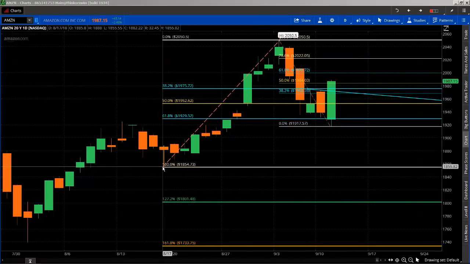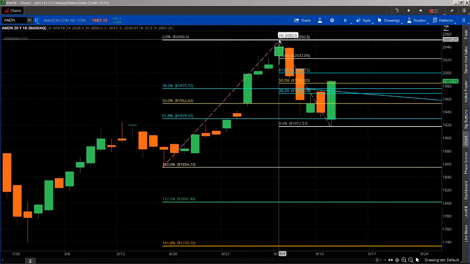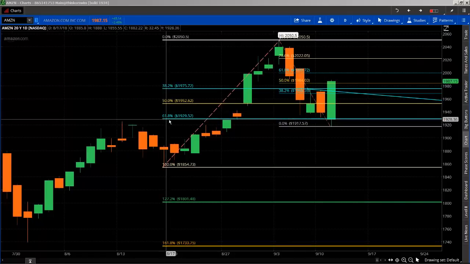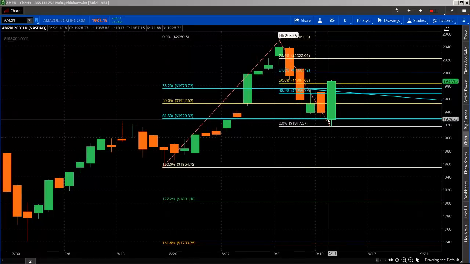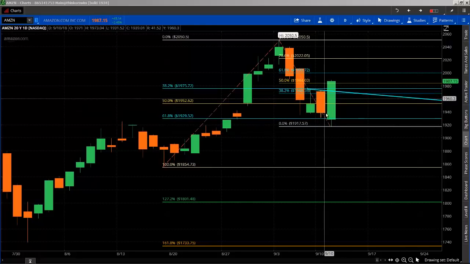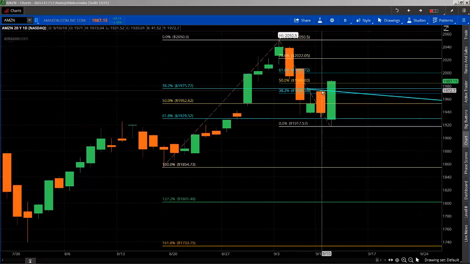From this prior major swing low back here in August of 2018, we had that low, we had this high up here at 2050, and then we had this big move back on down. It came all the way down to the 618 retracement level and basically held, and then today we got an engulfing bar pattern.